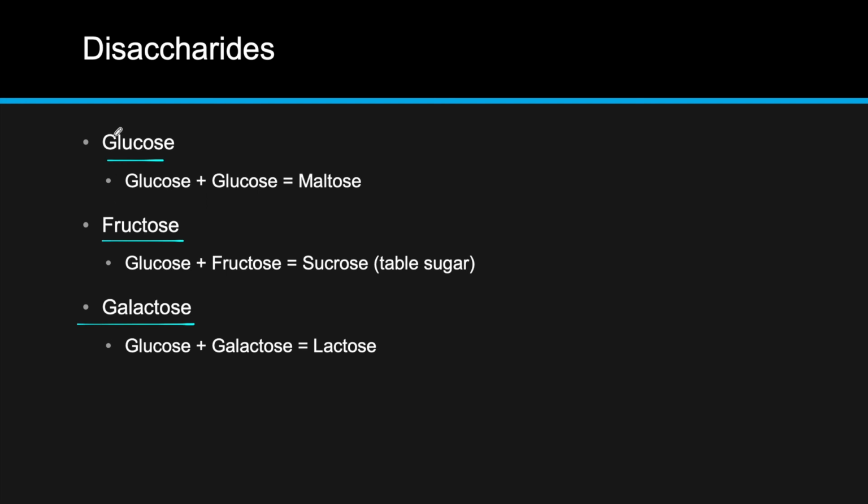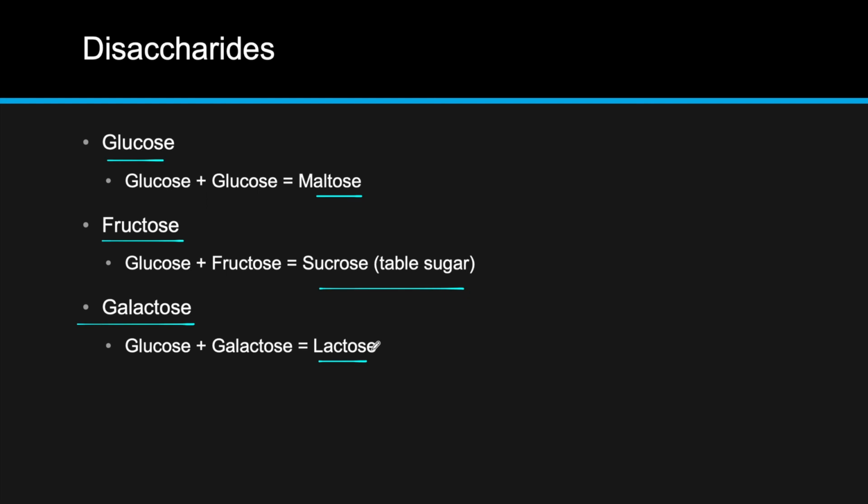Now, when we go from monosaccharides to disaccharides, through that condensation, dehydration, or anabolic reaction, all are correct terms, we're going to get three different types of disaccharides. When we combine two glucose together, we're going to get maltose. When we combine glucose and fructose, we're going to get sucrose, which is also table sugar. And if we combine glucose and galactose, we're going to get lactose, which is a common sugar found in milk.